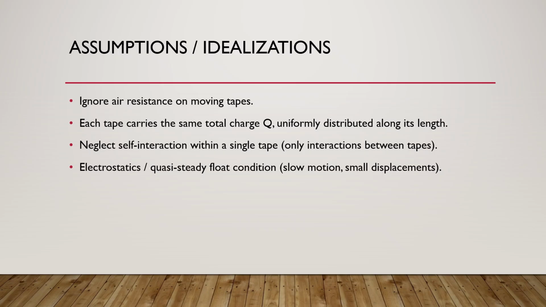For assumptions and idealizations, we ignored the air resistance on moving tapes, and each tape carries the same total charge Q uniformly distributed along its length. We neglect the self-interaction within a single tape, which means we only consider interaction between tapes. And for electrostatics, we did slow motion and we only cared about small motion and small displacements.